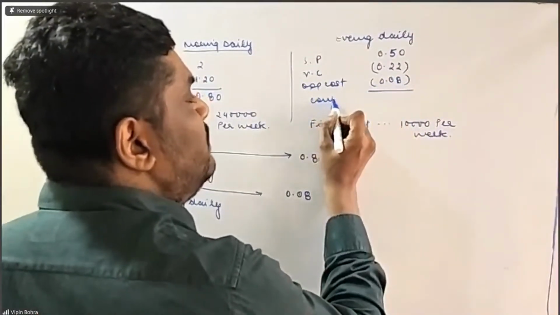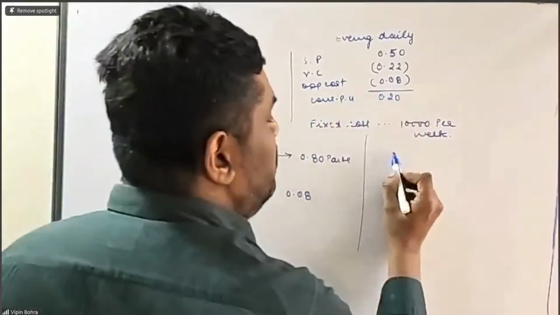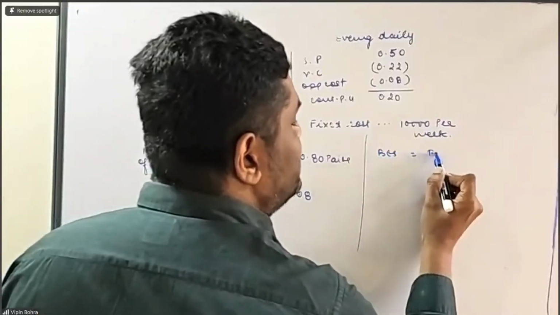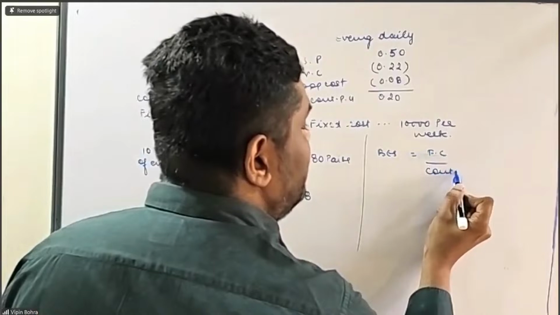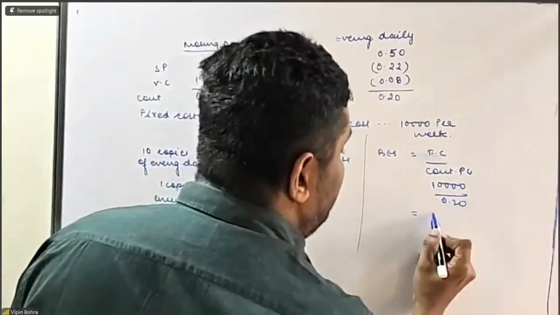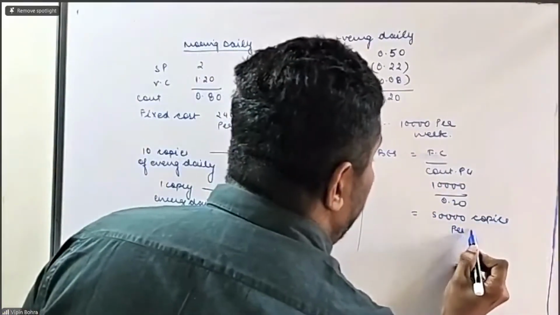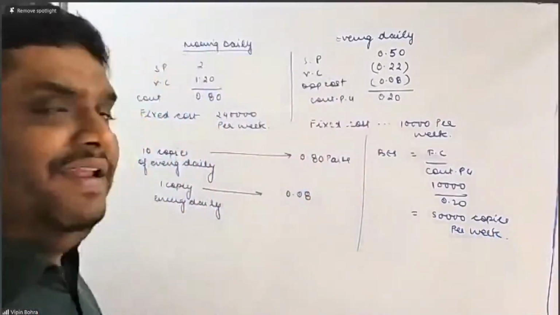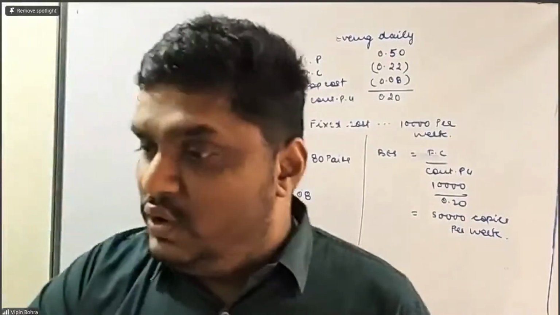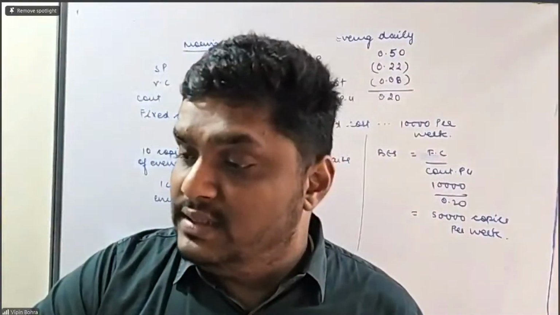So my contribution per unit will be how much? 20 paisa. Now break even sales is fixed cost divided by contribution per unit. So fixed cost is 10,000 divided by 20 paisa. It is 50,000 copies per week. This is the final answer. I hope it is clear to all. Read each and every line of the question carefully and then start with the solution.